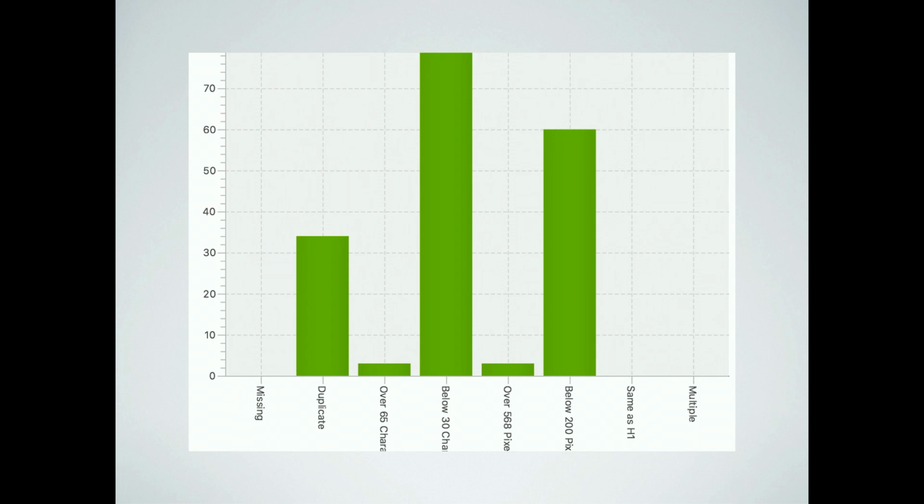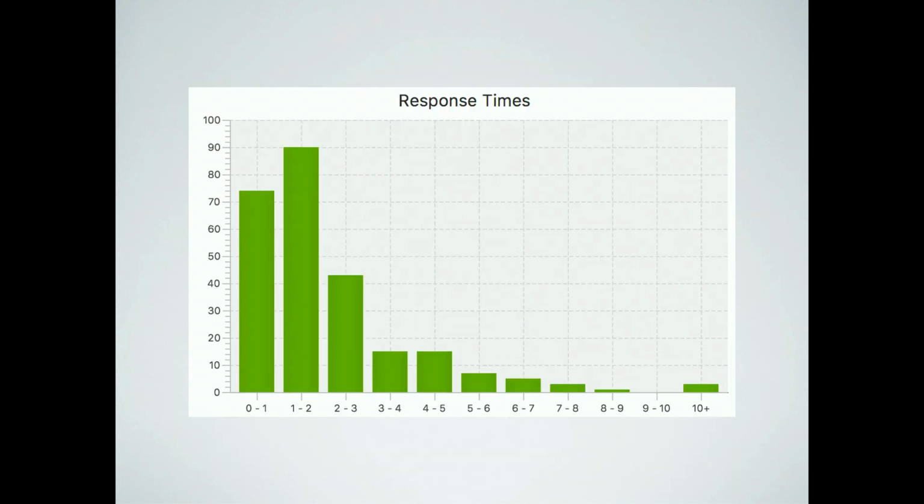This one's about page title information. How many duplicate page titles do you have? How many are over 65 characters? How many are below 30? Etc. Useful information. Again, from an SEO focus, it makes a lot of sense that you would have this. And it has the pixels and stuff on there too. Response times. So there's a lot of really interesting and cool information here that it draws.